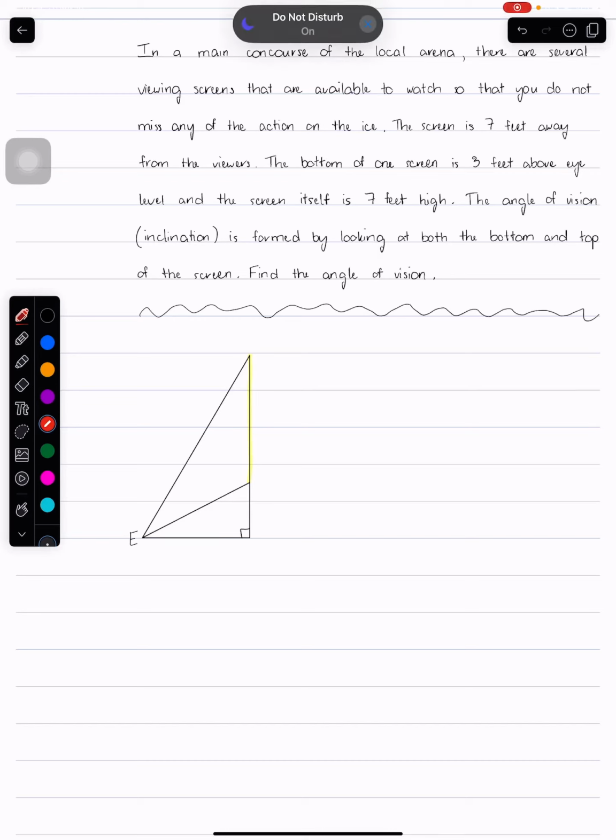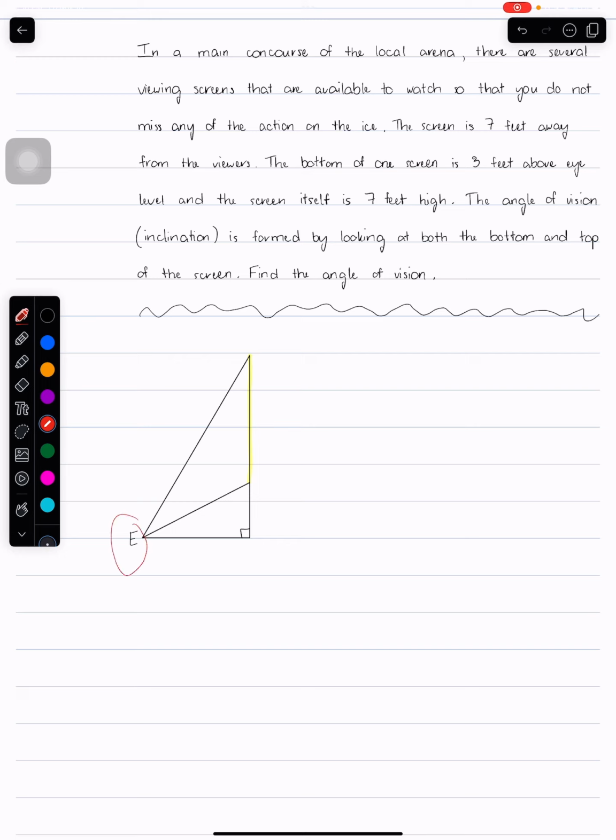This problem, first of all, I want you guys to draw a picture to describe the context of the problem. In the main concourse of the local arena, there are several viewing screens that are available to watch so that you do not miss any of the action on the ice. So basically I would put an E in here.